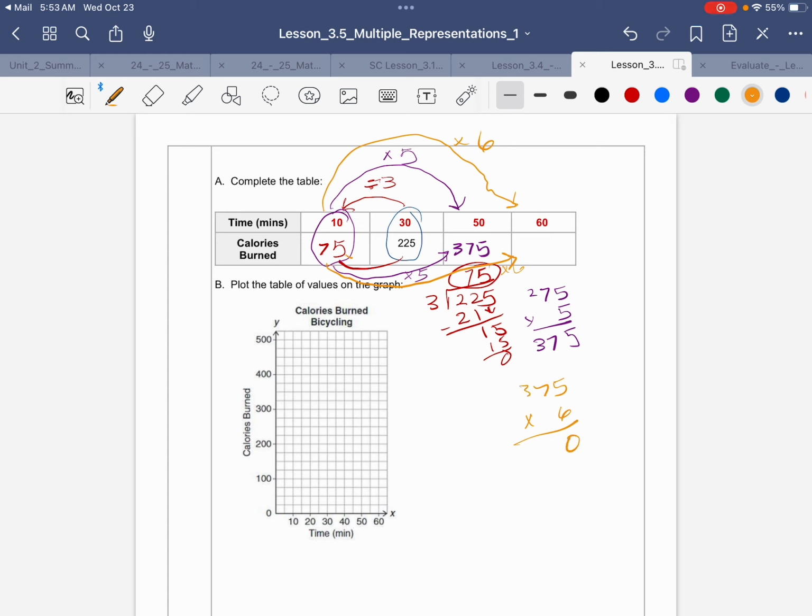450. All right. So now what you can simply do is plot those points. We know that calories burned is our Y, look at it here, and your time is your X. So 10. And if you look at these, they're in increments of 25, 50, 75. So you have to be able to recognize that on your graphs as well. So our 75, I'll do it in red because that's what color it is. So 10 and 75 here.